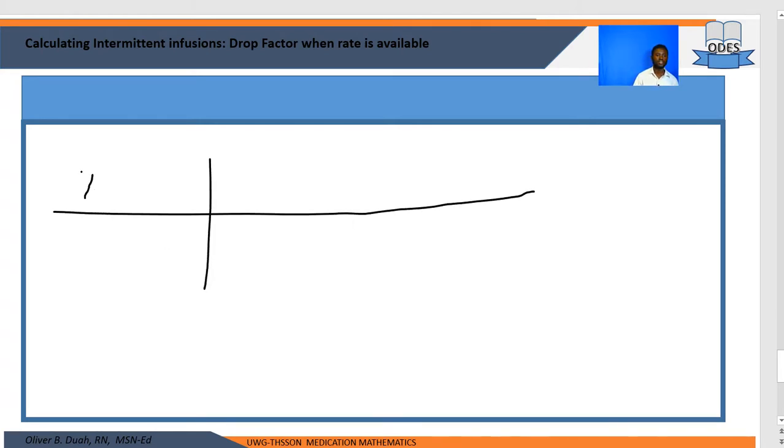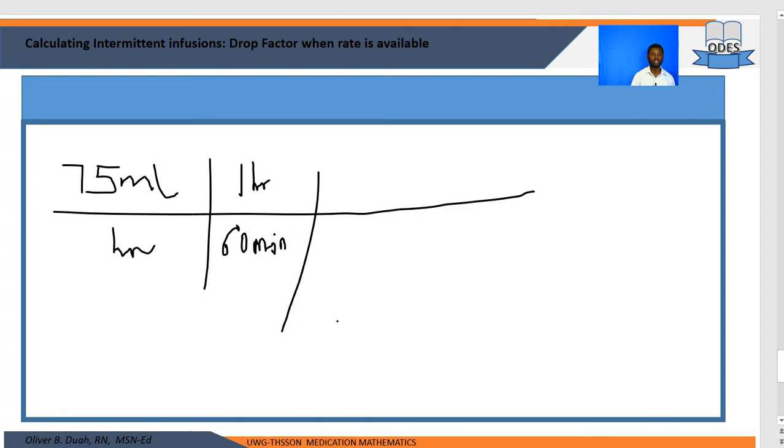We have 75 ml per hour, and we know that in every 1 hour there is going to be 60 minutes. And then we know that for every 10 drops, we are going to have 1 ml. So let's cancel out the units and see if we set this up correctly. ml will cancel ml, hour will cancel hour, and we have drops per minute.